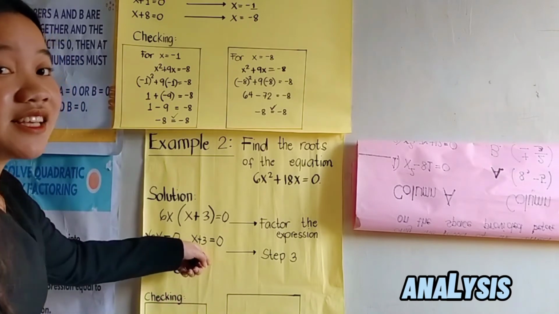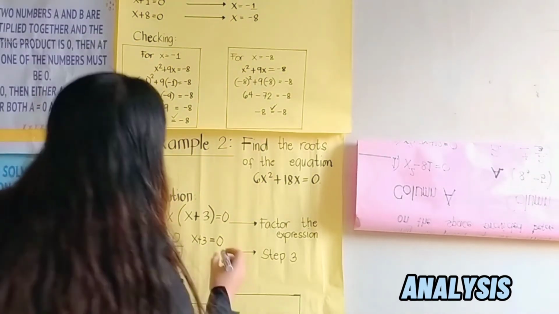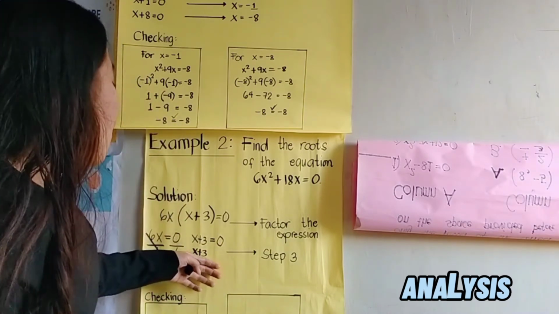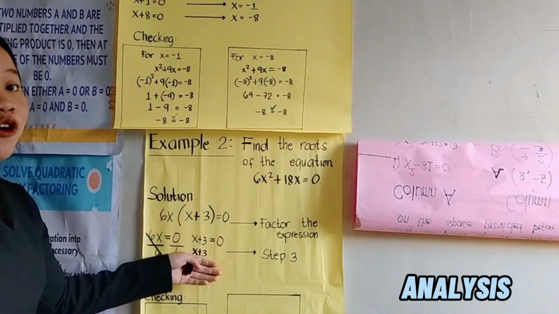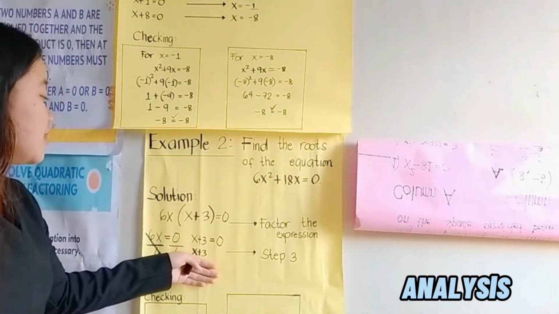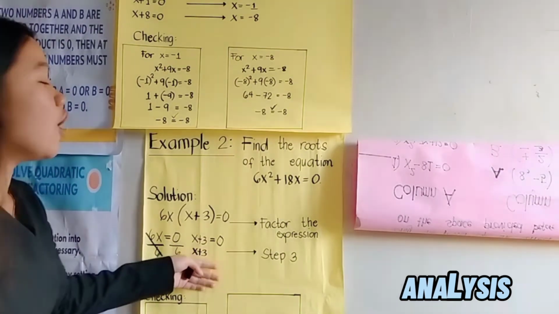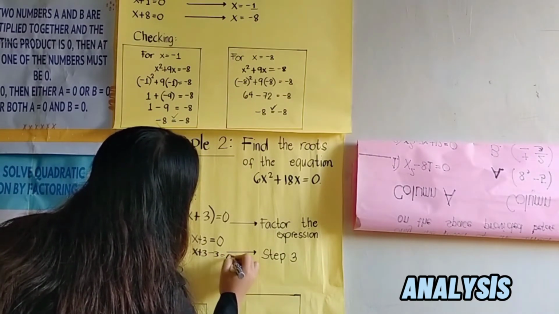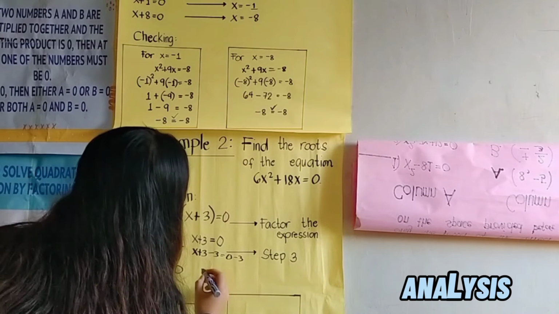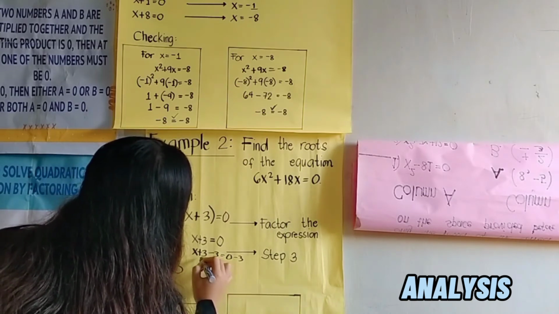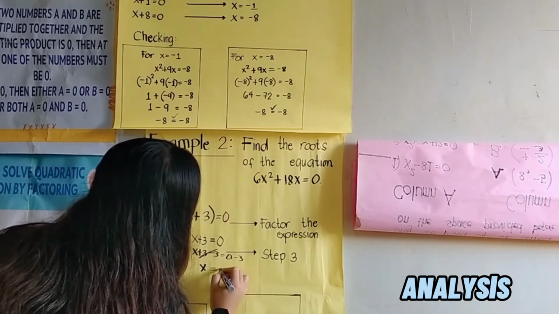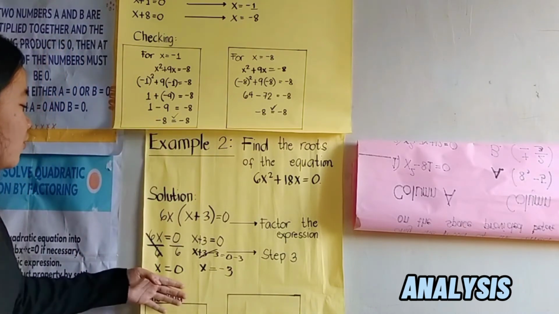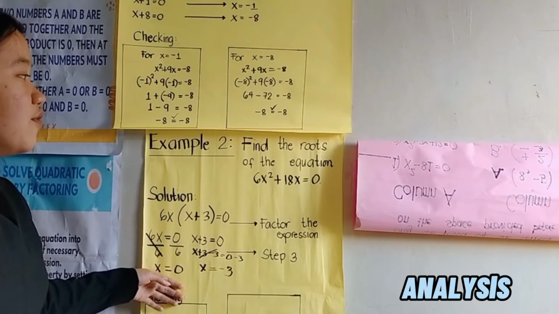Now, for the second expression, we have x plus 3. What number should be added to positive 3 for this expression to be equal to 0? So, we could add negative 3 to both sides. 0 minus 3. Now, x is canceled, and we have x equals negative 3. So, now we have already found the roots of the equation.